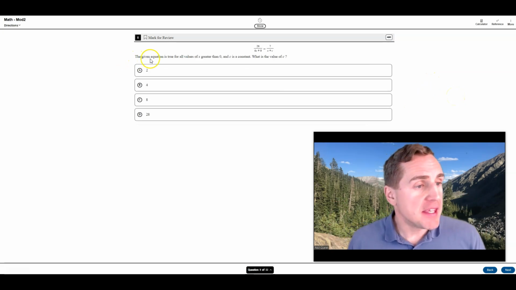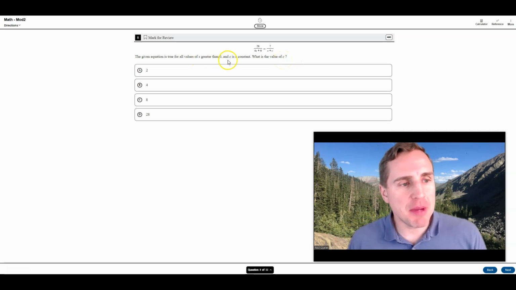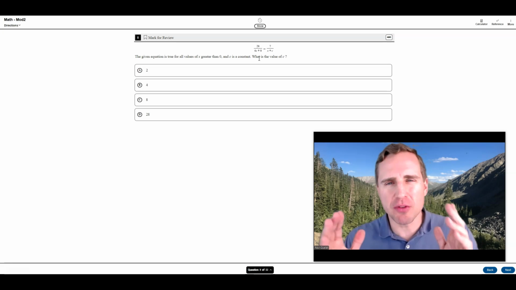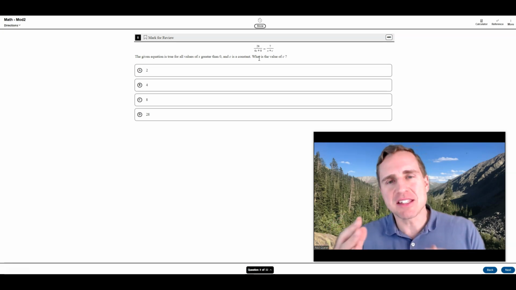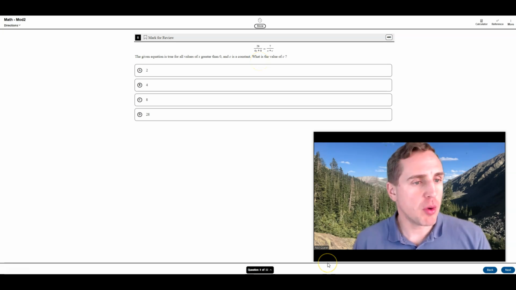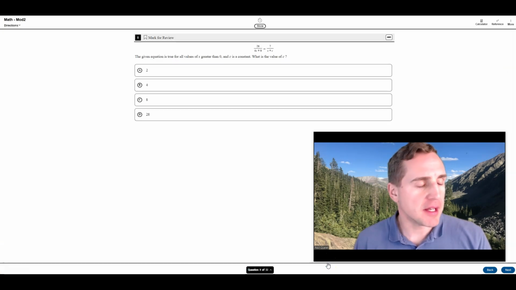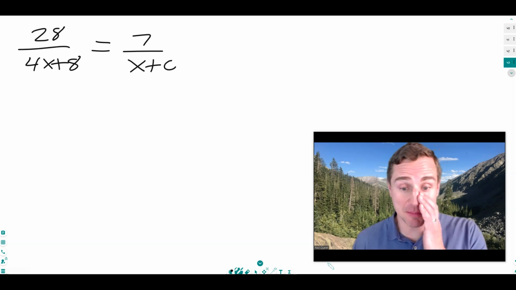It says, the given equation is true for all values of x greater than 0, and c is a constant. What is the value of c? In other words, we want x to be positive, which is greater than 0, and we want c to be a constant. So what we should do is try to solve this equation, or at least get something that we understand about c. So let's go ahead and copy this down on our scrap paper. So we have 28 over 4x plus 8 equals 7 over x plus 6. Sorry, x plus c, not x plus 6.